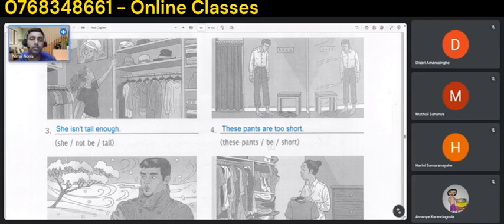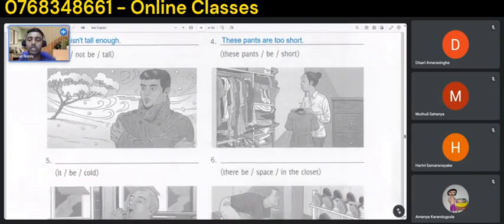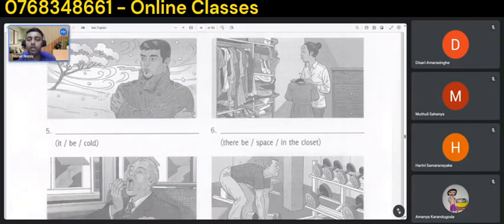So be is the verb that is given. So when you say these pants, we need to use the proper be verb, that is are. These pants are too short. In the simple present tense, the be verb that we have to use is are. So these pants are too short. That's the right answer.